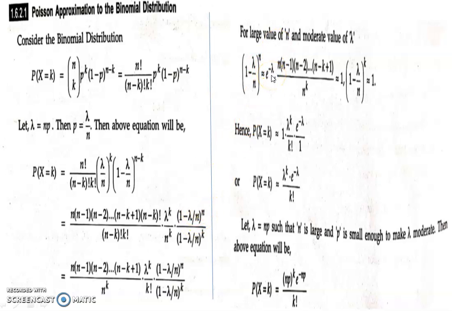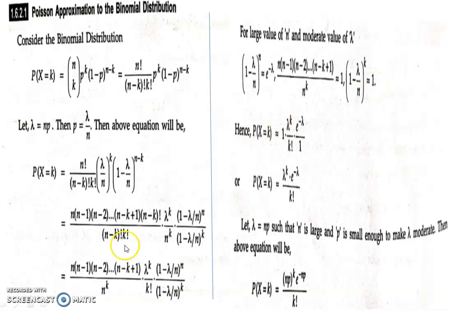E power minus lambda. So the terms that you have here, n minus 1, n minus 2, up to n minus k plus 1, divided by n power k is nearly equal to what? 1. This is the multiplication of a series of n terms, and the denominator is n power k. If you take this ratio, you will get 1. Similarly here, (1 minus lambda by n) whole power k is nearly equal to 1, as your n is very large.